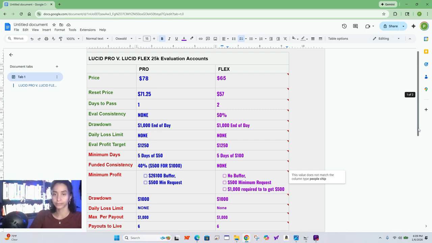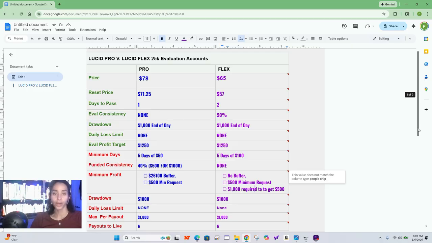and I really like the price of the Flex account. I like the reset price of the Flex account. I don't mind splitting the evaluation into 2 or more days, because I don't know that I would be able to make the $12.50 in one day all of the time. That would depend on the market and how many other accounts I have, and I don't necessarily have a problem with it taking 2 days.